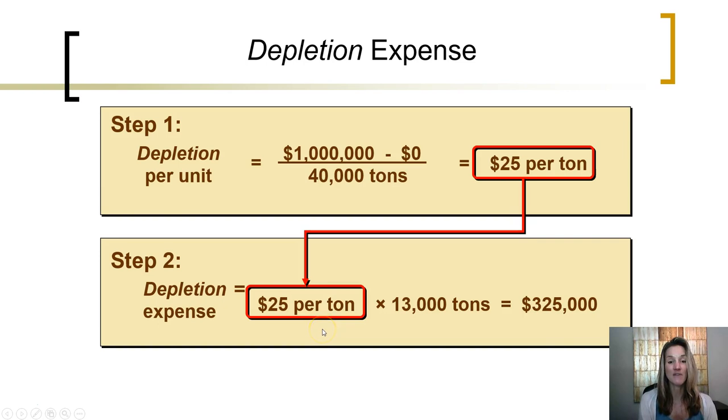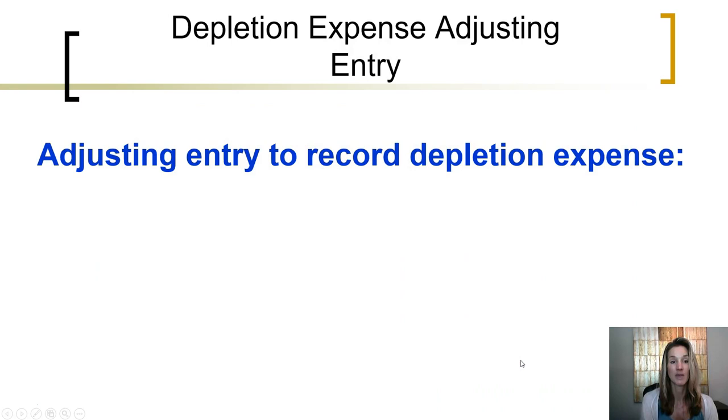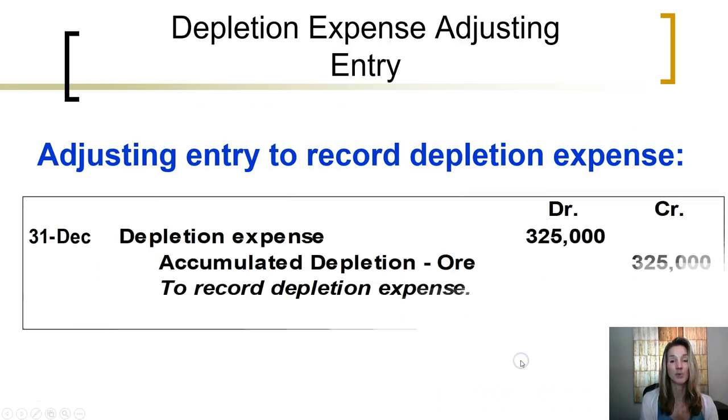So to get that first year's depletion expense, we take the depletion rate per unit of $25 per ton and multiply it by the tons actually extracted during the year, 13,000. Depletion expense for the first year is $325,000.